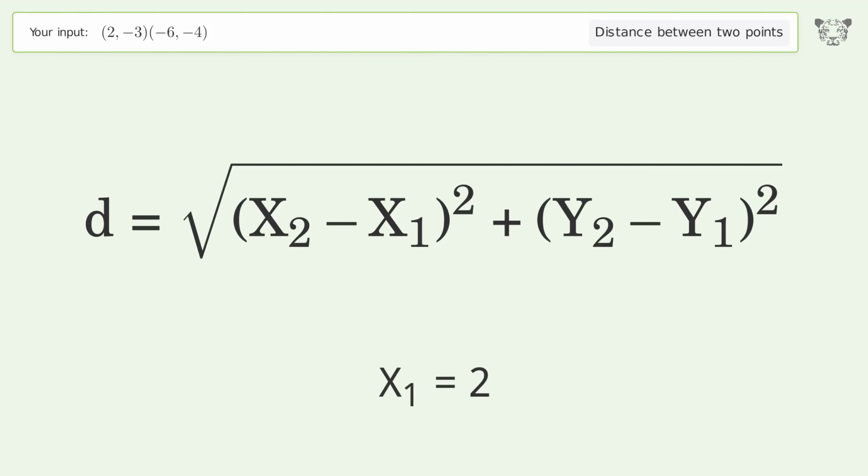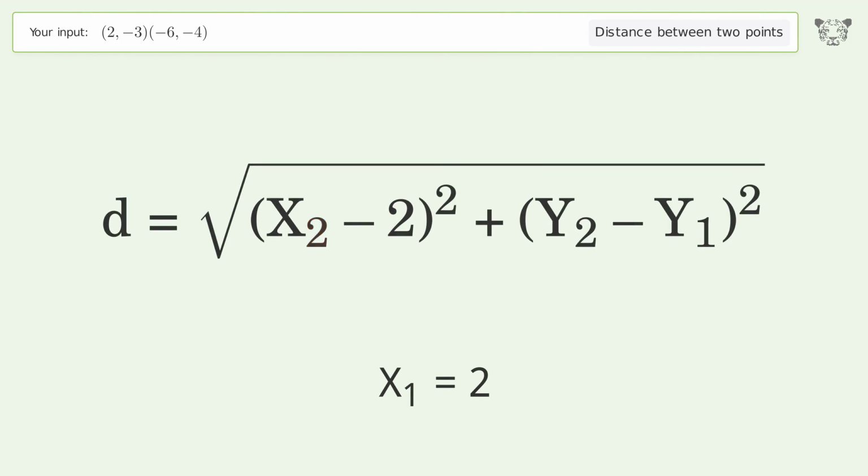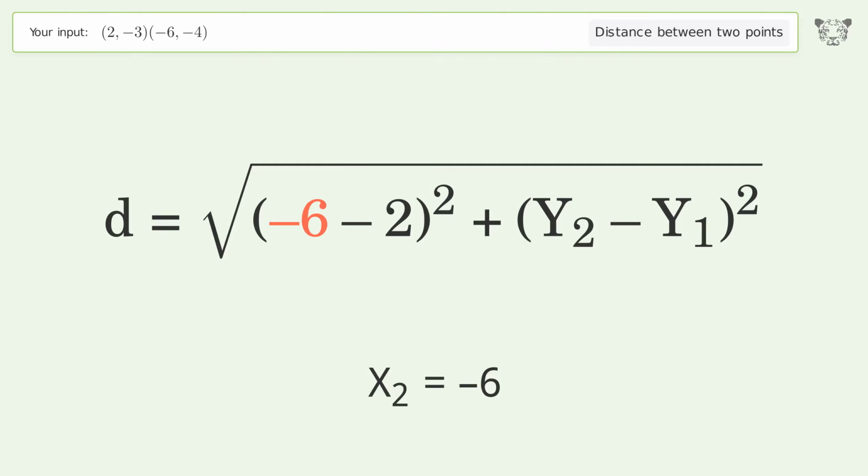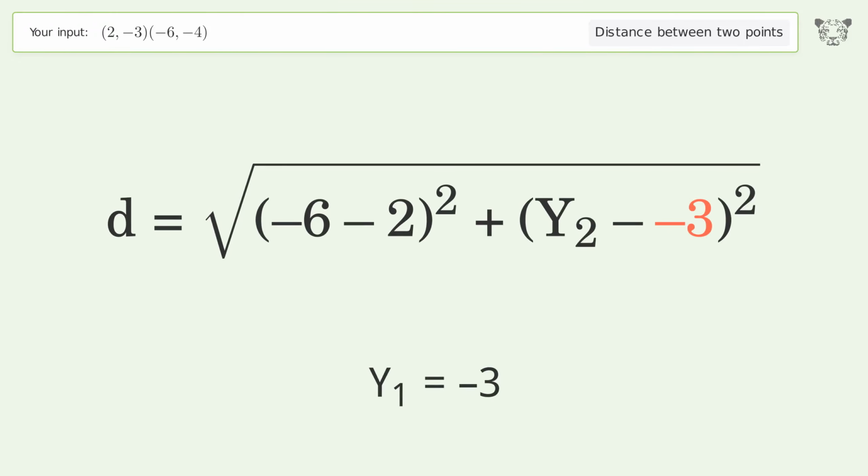x1 equals 2. x2 equals -6. y1 equals -3. y2 equals -4.